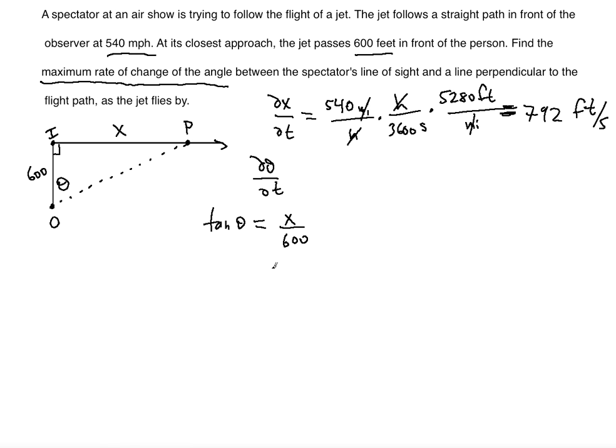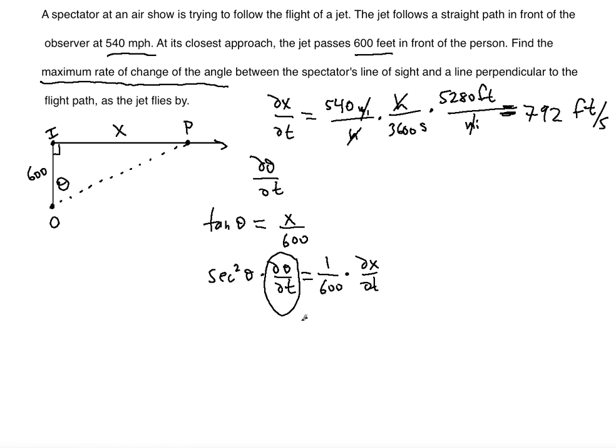So now we're going to differentiate both sides using implicit differentiation techniques. First we differentiate the tangent, and we get secant squared theta multiplied by differentiating theta itself, so d theta dt. Now the right side, x will go away, so 1 over 600, the constant stays there, multiplied by the differentiation of x itself, so dx divided by dt. And notice that dx dt, we already know that's 792 feet per second. So we need to solve for this guy, right?